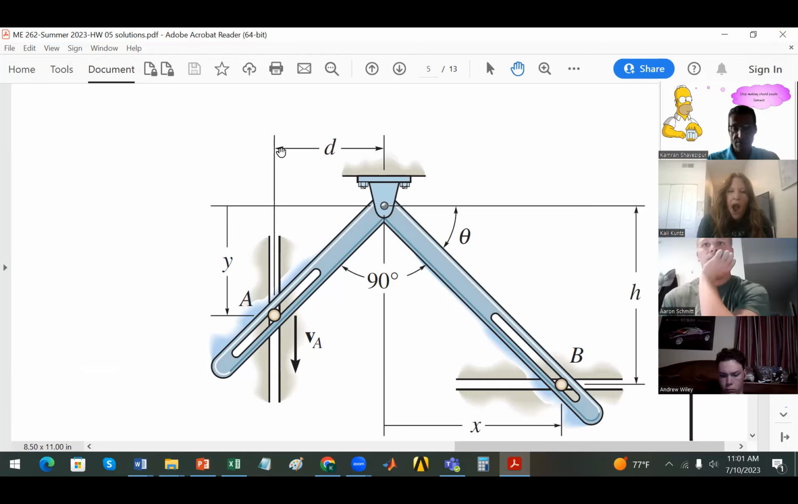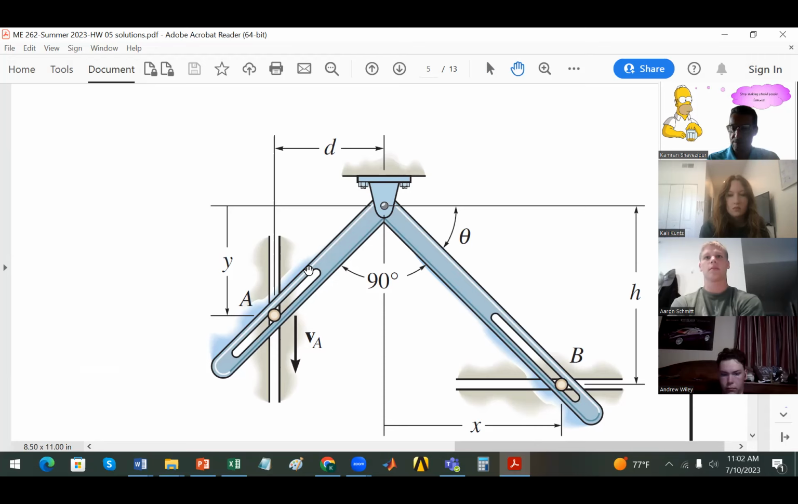D is a constant value, right? H is a constant value, right? Now, let's say this angle is theta. How much is this angle? If this is theta and this is 90, this is 90 minus theta. So technically this angle is theta, right?